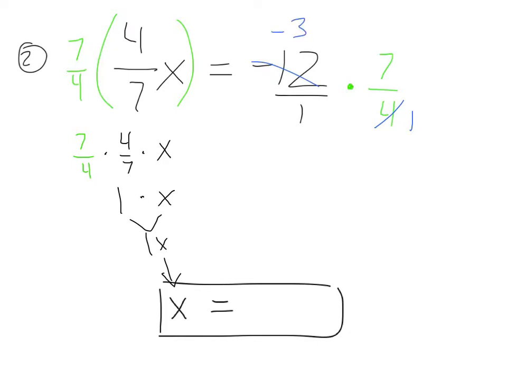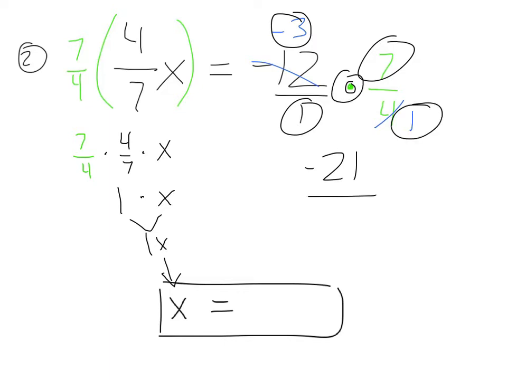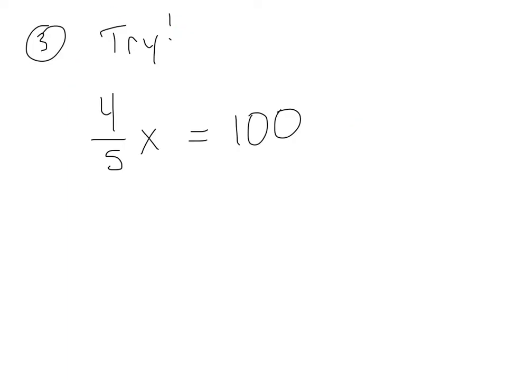So let's multiply across the top now. Negative 3 times 7 is negative 21. And 1 times 1 is, of course, 1. So negative 21 over 1 is really like saying negative 21. And there is your answer. x is equal to negative 21. All we had to do was multiply both sides by the reciprocal. Alright, so why don't you pause the video, try this one, play it when you're done, see what you get.